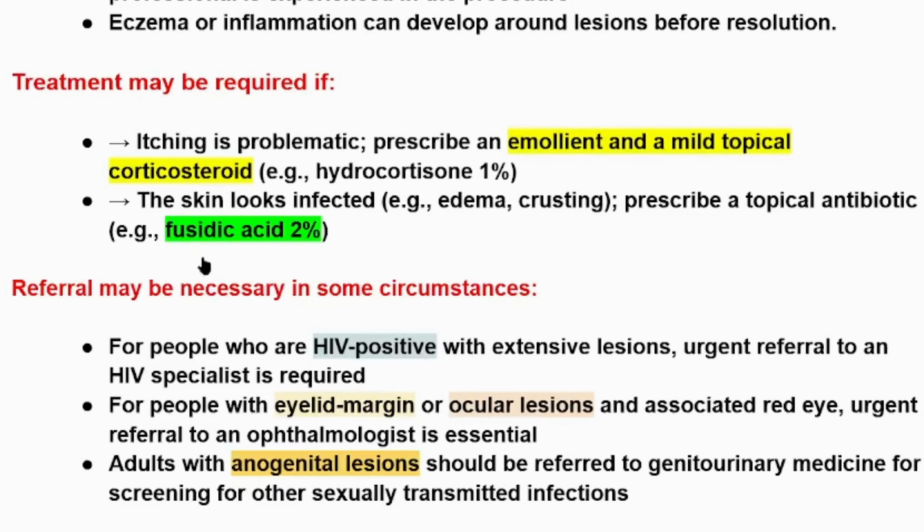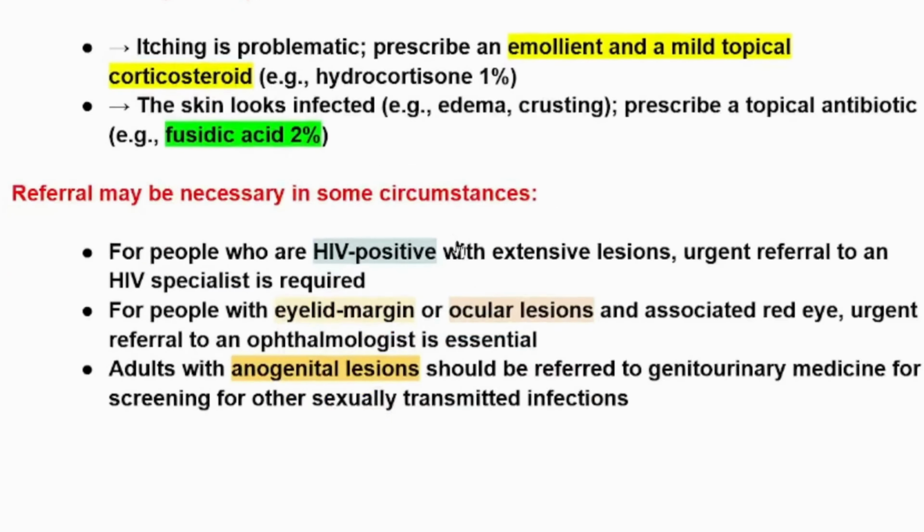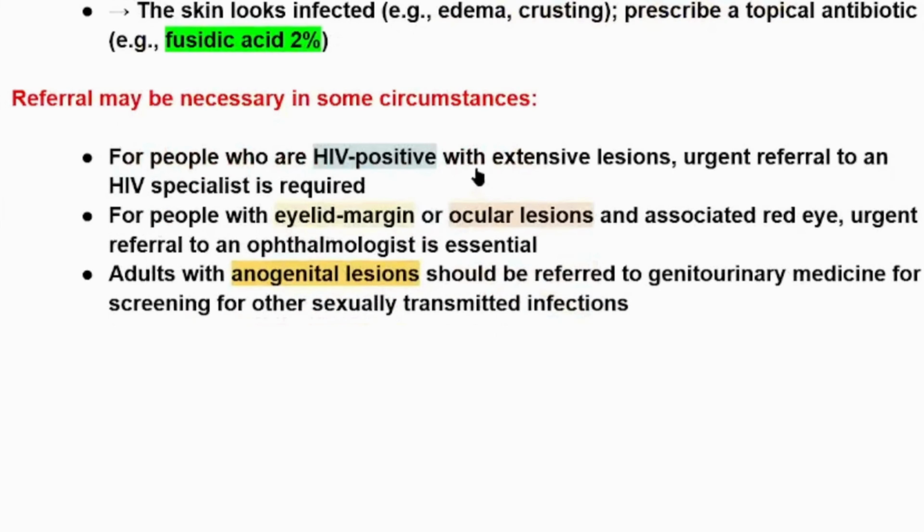Okay, the skin looks infected. If the skin looks infected, for example, the skin is edematous and crusting, we can prescribe a topical antibiotic, for example, fusidic acid 2%. Referral may be necessary in some circumstances.